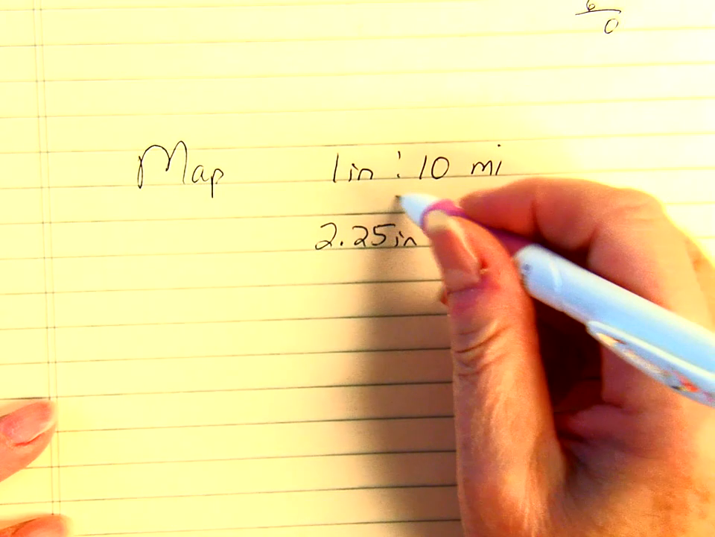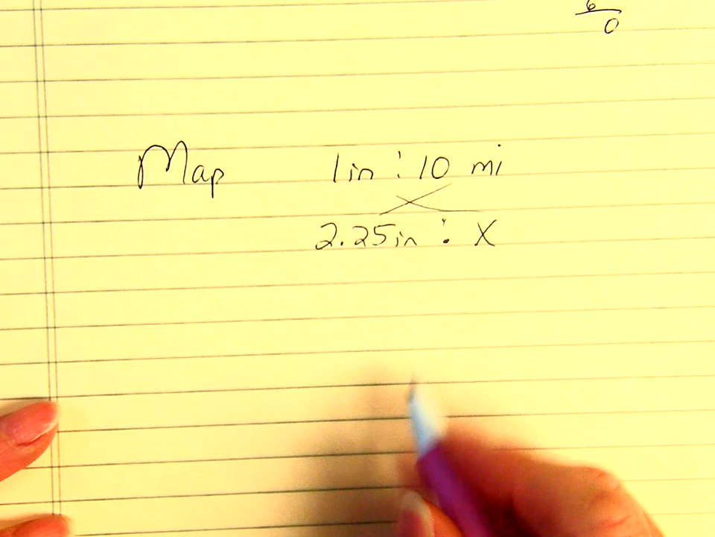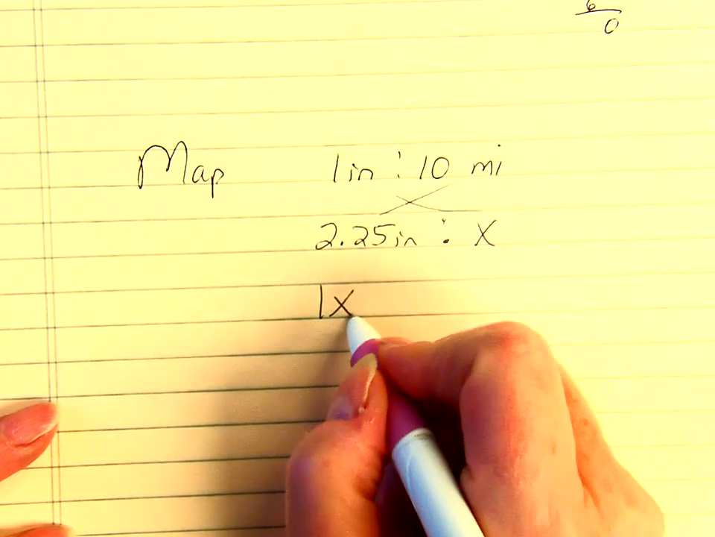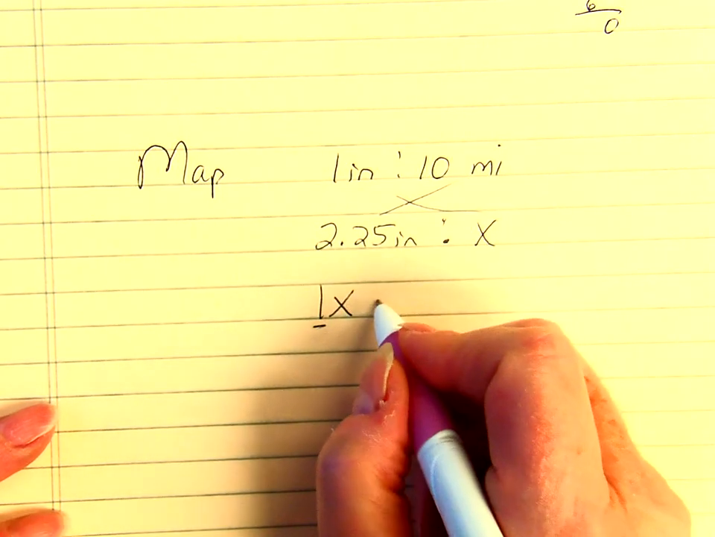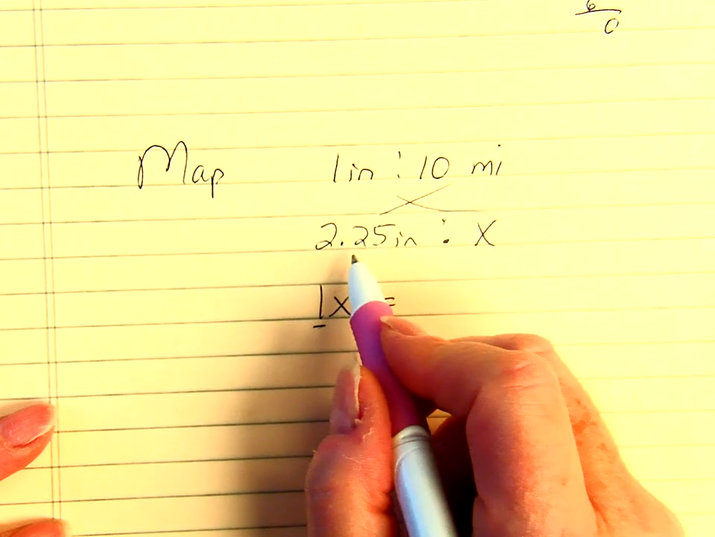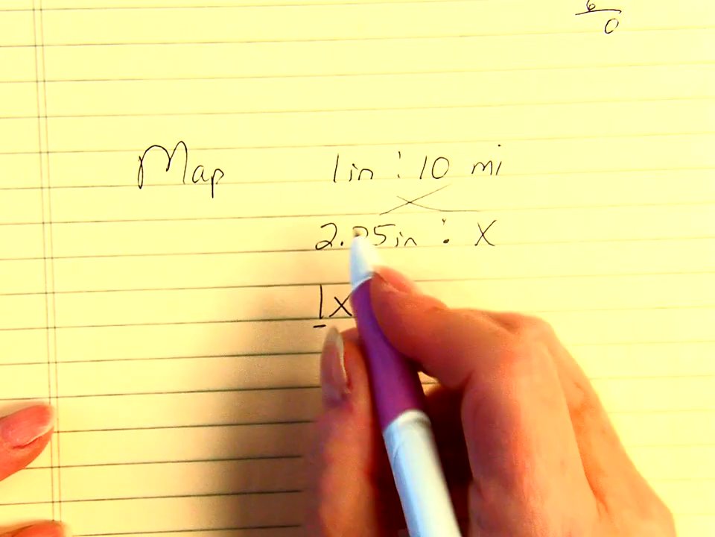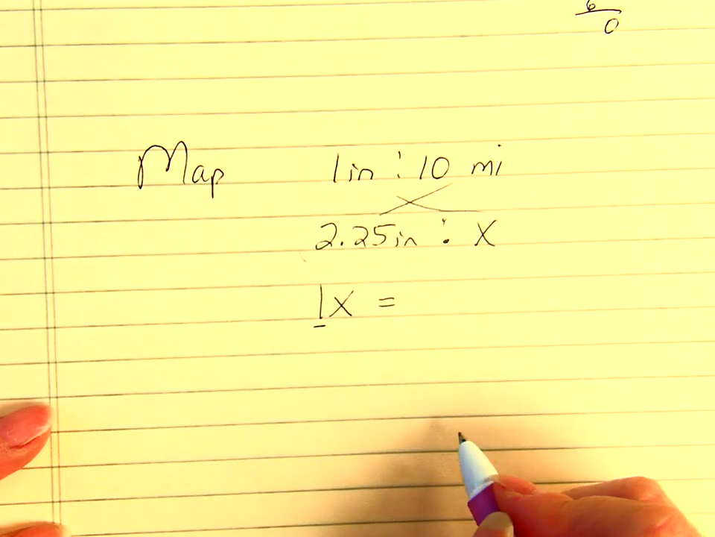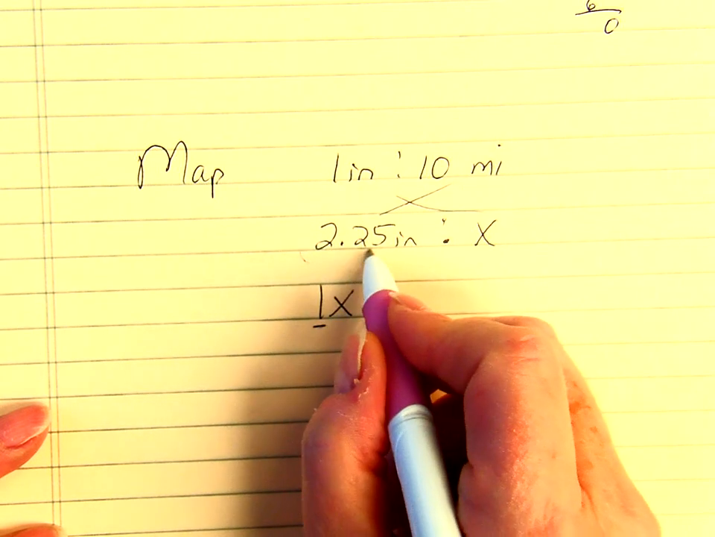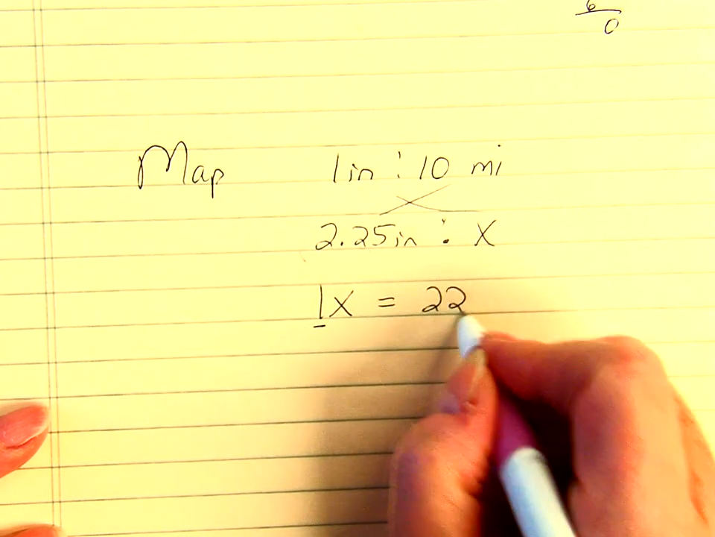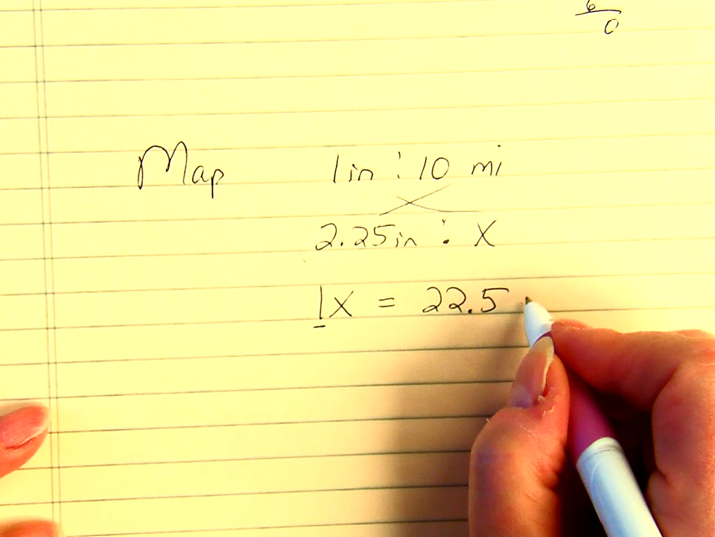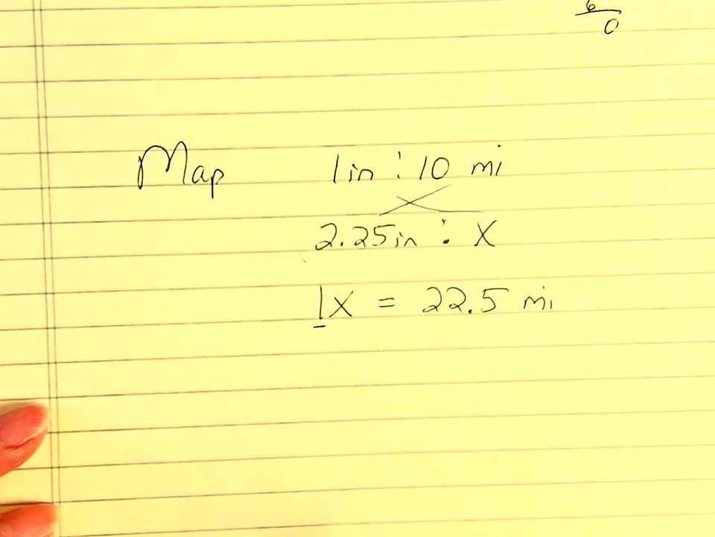And all I have to do is cross multiply. I get 1x, I'm just putting the 1 there for you, equals 10 times 2.25, which means I just have to move my decimal point one place, okay, and I get 22.5 miles. Okay, so pretty simple there.